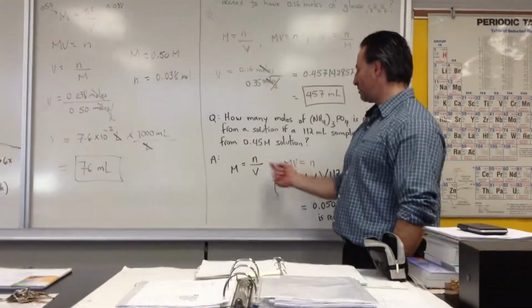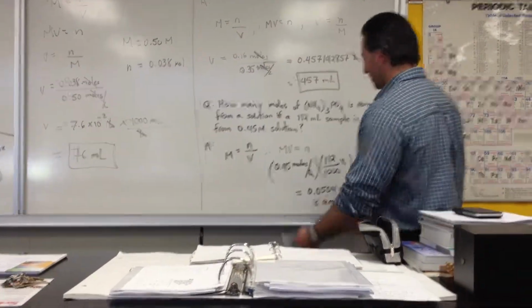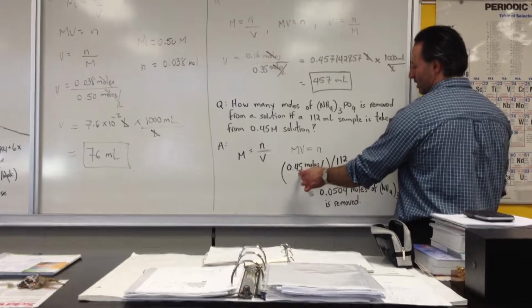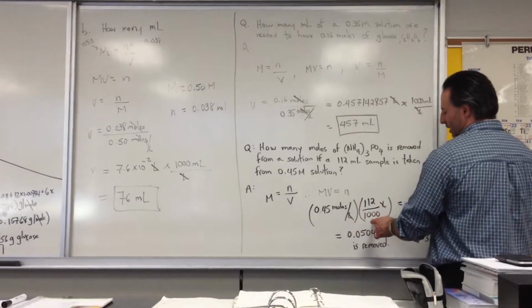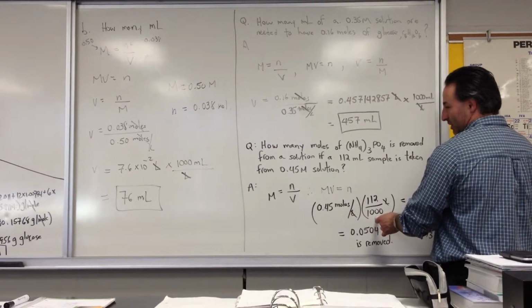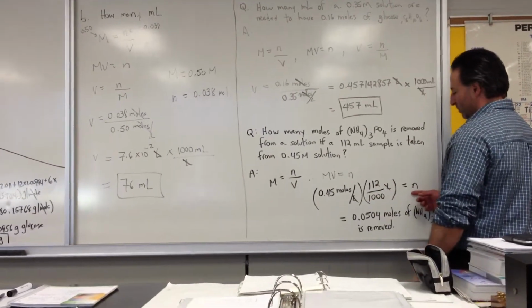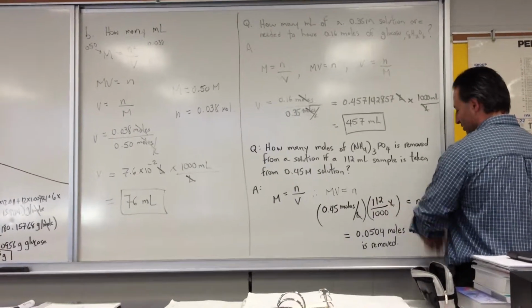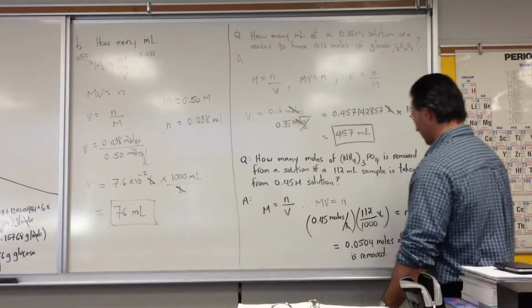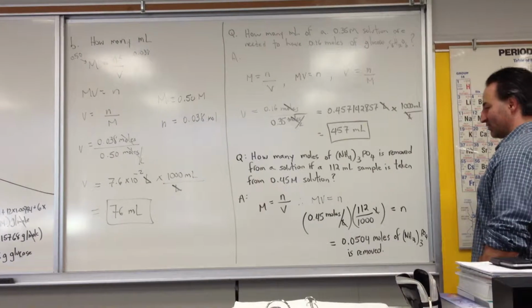We transpose the V up, MV is equal to n, and then we enter the two numbers, 0.45 moles per liter, 112 thousandths of a liter, because remember there's 1,000 mLs per liter. When we multiply the values, liters cancel, our answer is in moles, and the answer is 0.0504 moles of ammonium phosphate is removed.